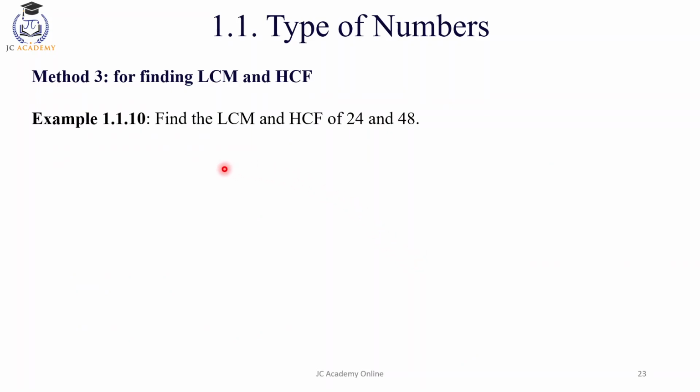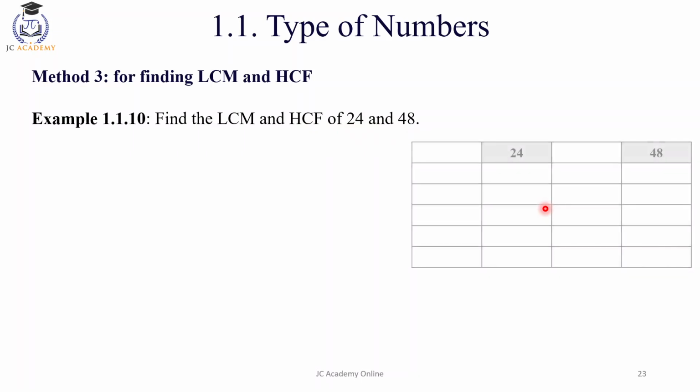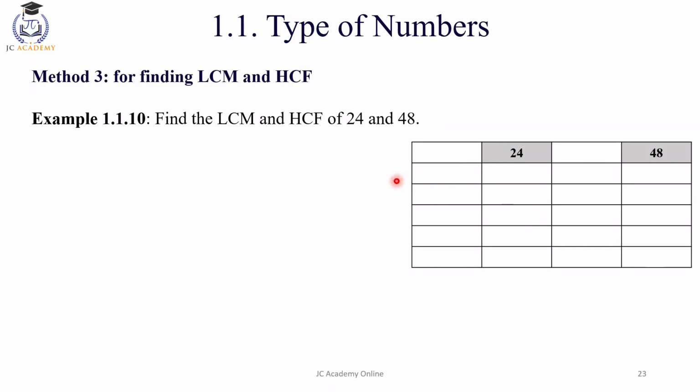Find the least common multiple and the highest common factor of the numbers 24 and 48. So same again, we start by drawing out a table with the two numbers. So we have 24 and 48. And then we start dividing the numbers by the prime numbers 2, 3, 5, and 7.